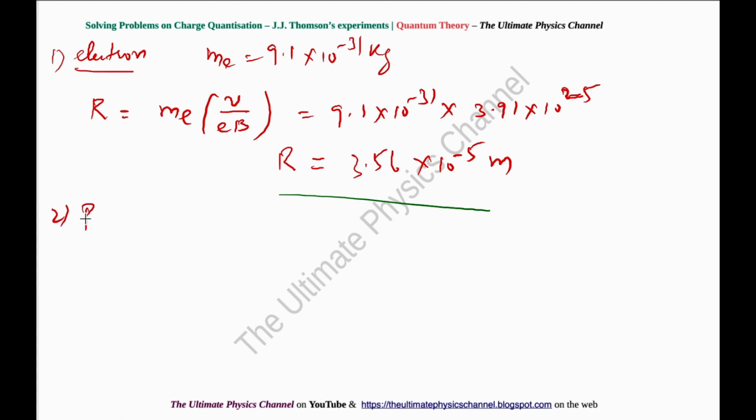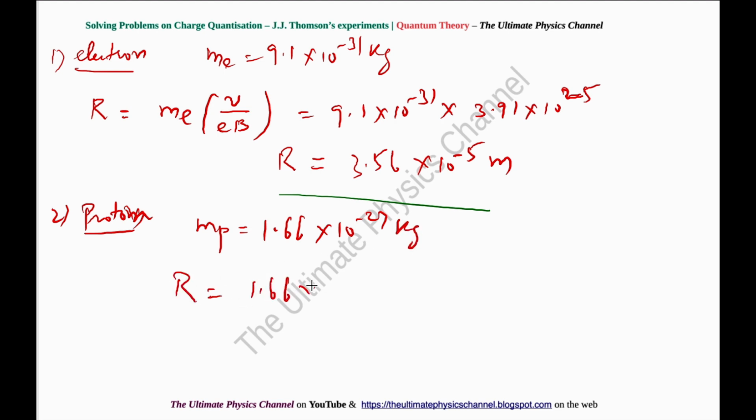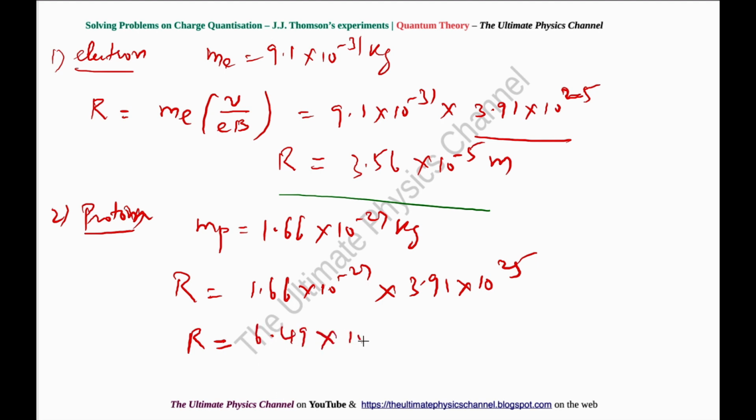The second case is for the proton, where the mass is different. So we write MP, let's say, is the mass of the proton, that is 1.66 into 10 power minus 27 kilograms. So R is, if you multiply that 1.66 into 10 power minus 27 by that particular factor, that is 3.91 into 10 power 25, we get R in this particular case to be equal to 6.49 into 10 power minus 2 meters. So this is the result for the proton.